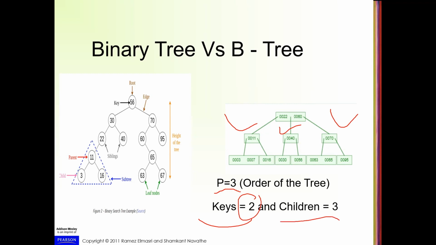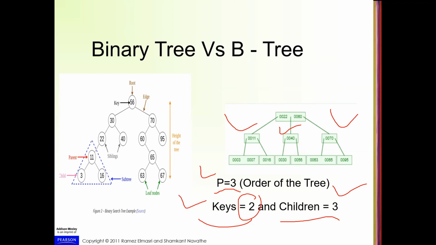Okay, so in this slide, we have learned that B trees are a balanced version of binary trees, and the balance is maintained by following certain conditions. In order to understand those conditions, it is very important for us to understand some terms like the order of the tree, keys inside each node, and the number of children each node can have.